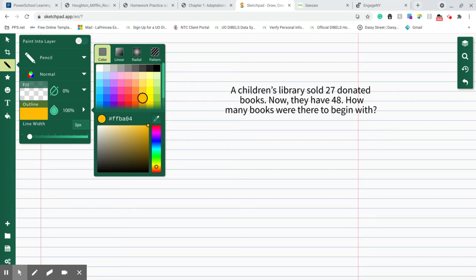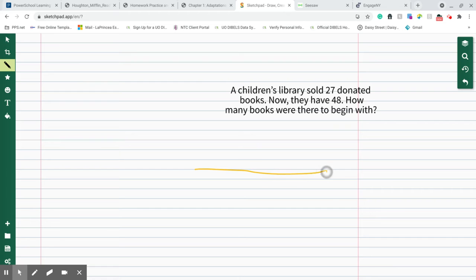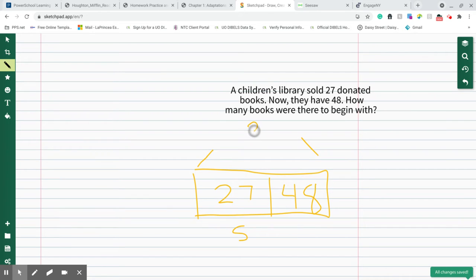Okay, so what I'm going to do first is draw a picture to go with this, and I'm going to draw a tape diagram. So I know they sold 27 books, and I'll put an S underneath there for sold. And now they have 48. What I want to know is how many they started with, and I'm pretty sure you have to add these two numbers. So I'm going to go 48 plus 27.